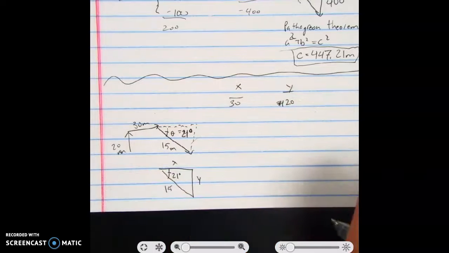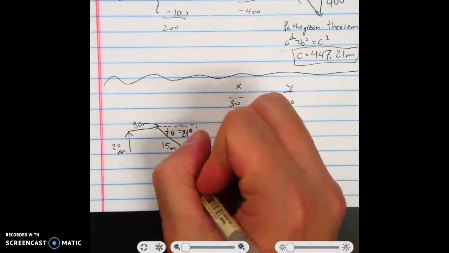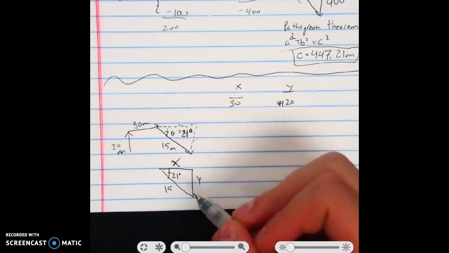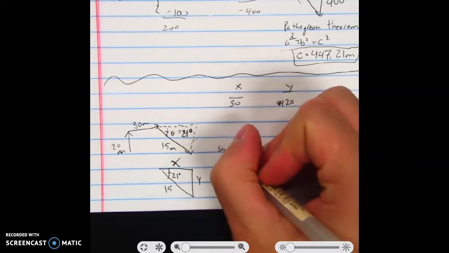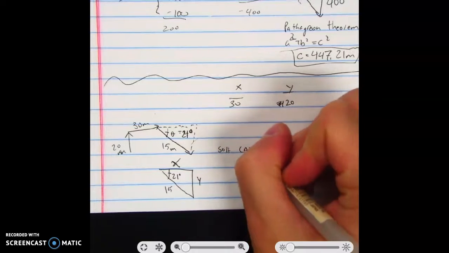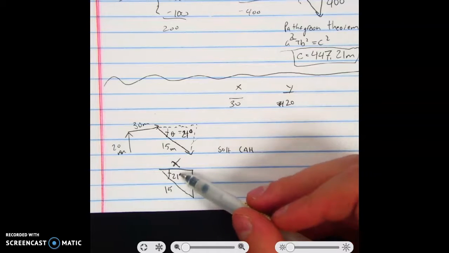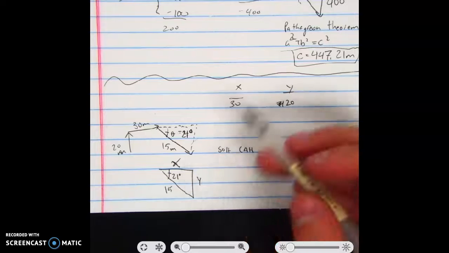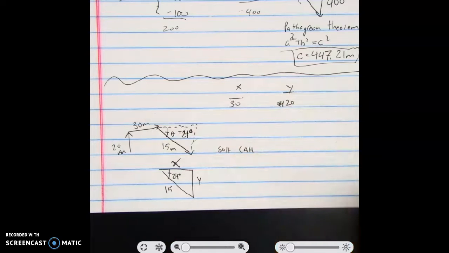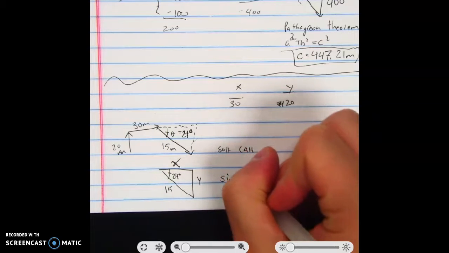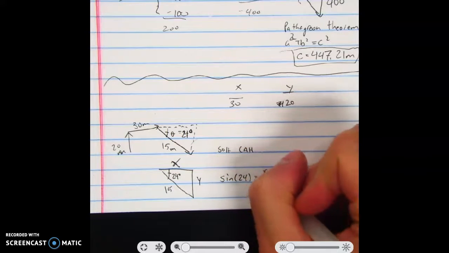X, y. We have a right triangle where we know the angle, we know the hypotenuse, sine and cosine. Okay, so we'll start with the x-axis. The x-axis is adjacent to my known angle. It's adjacent to the 24 degree angle. So we have sine of 24 is equal to x over 15.